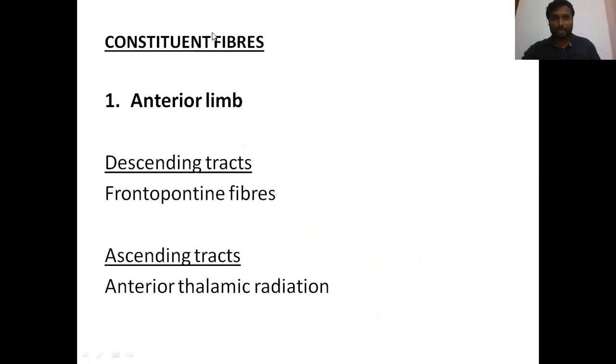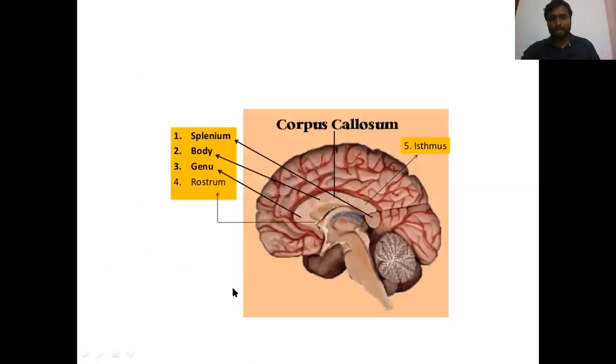What are the different types of fibers running through this internal capsule? First, what are the different types of fibers in the anterior limb? The anterior limb has descending fibers and ascending fibers. Descending fibers are frontopontine, from the frontal lobe to the pons. Ascending fibers are the anterior thalamic radiation.